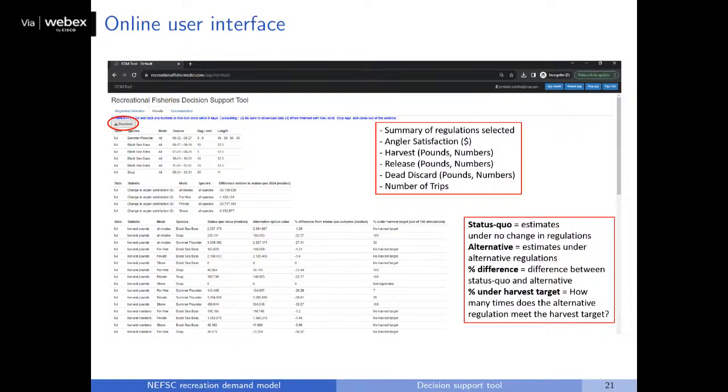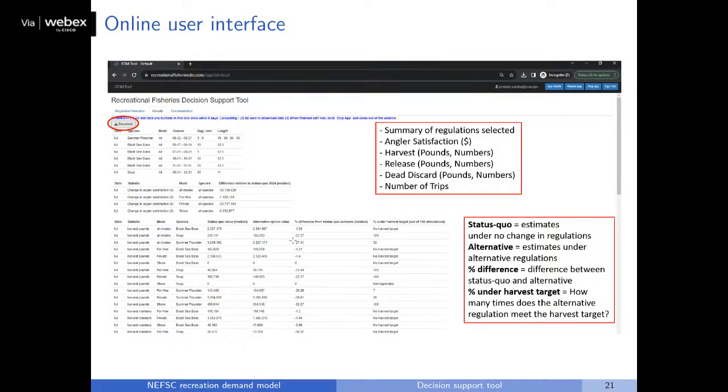And this will show you both the status quo values by state. So in that other slide, I was showing you the coastwide harvest from the model. In the tool, it shows you the coastwide or the state level harvest under status quo, as well as the harvest under whatever policy option that you chose. So it gives you the alternative value, the absolute value, as well as the percent difference.